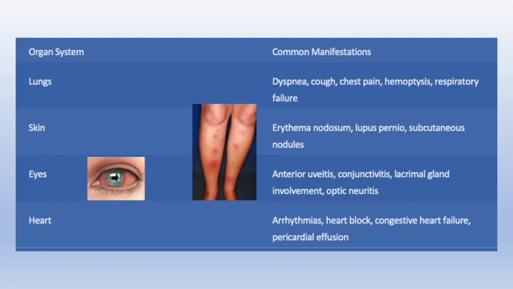Skin, we must never forget to look out for erythema nodosum, and I said other signs like lupus pernio, subcutaneous nodules and palpation, they may be good signs to elicit. Eyes, look out for anterior uveitis, conjunctivitis, optic neuritis on retinal examination, and in the heart, we may have patients coming with heart blocks, arrhythmias, heart failure, or pericardial effusion.